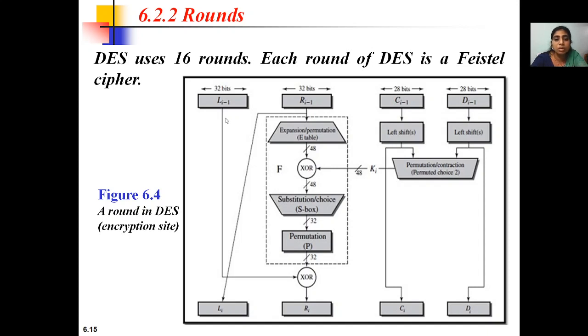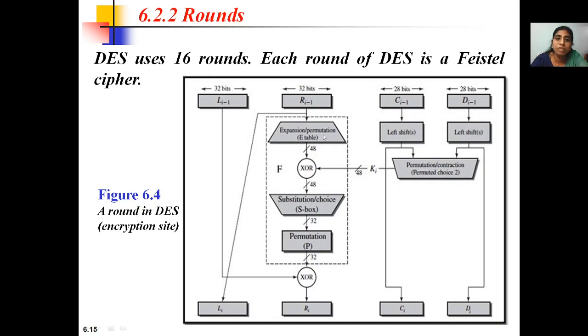Then we take the output value from that round function and XOR it with the left 32 bits. We take those values as the next round's right bit values, and the right bit values directly become the left bit values. When you take the 32 bits, we do the expansion. So in the round function we have the expansion permutation.